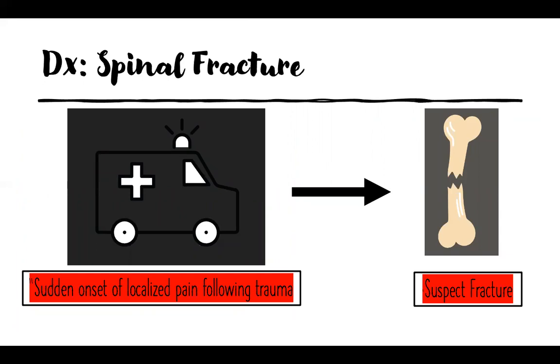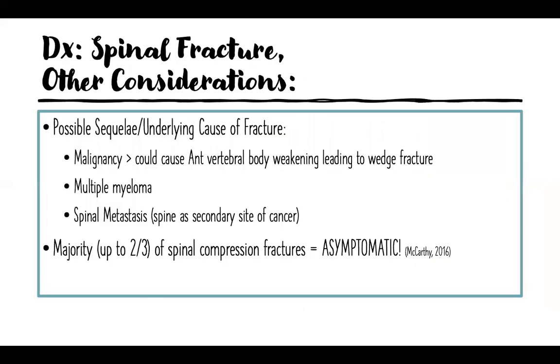One of the things we're screening for, again, is sudden onset of localized pain following trauma, with palpation pain at a bone. We do want to rule out fracture. As I mentioned earlier, possible underlying causes of the fracture could be osteoporotic or some sort of malignancy. Spinal metastasis in the lumbar or thoracic spine, where the spine is a secondary site of cancer, is oftentimes more common than the spine being a primary site of cancer, and that's why a history of cancer is such an important thing to screen for. Just to note, the majority of spinal compression fractures may be asymptomatic. So just because somebody is not experiencing pain doesn't mean we don't want to screen for it.